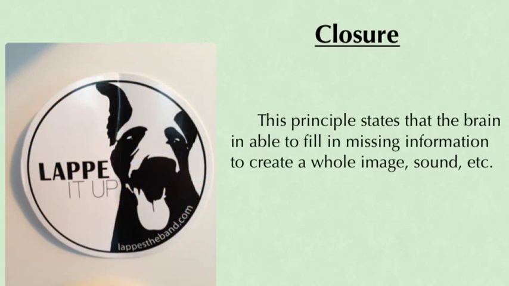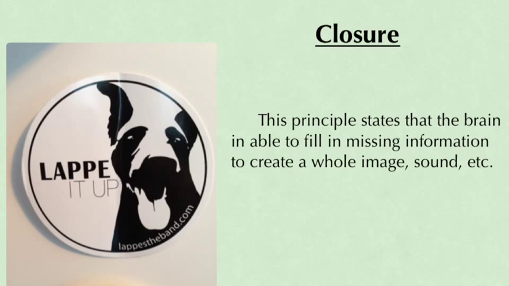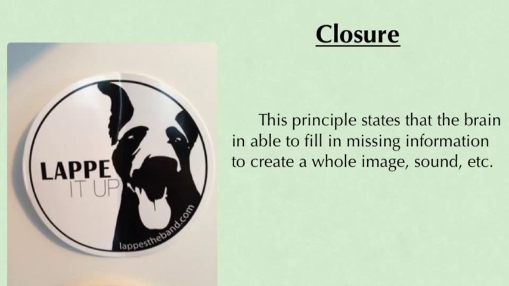This Gestalt principle is called closure. This principle states that the brain is able to fill in missing information to create a whole image, sound, etc. In this example, there's a bumper sticker for a band with a dog on it. Although it is not filled in, the dog looks like a dog because the brain fills in the missing parts, like the top of the dog's head, for example.